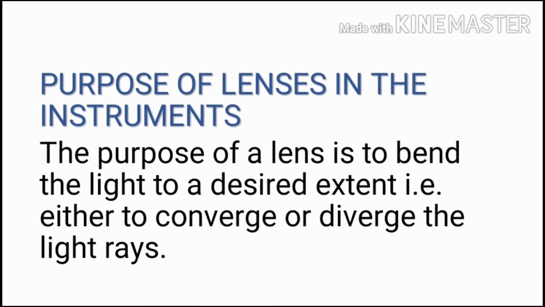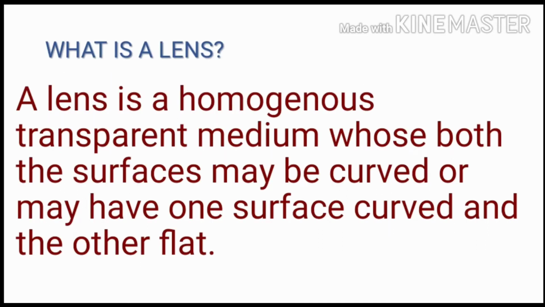The purpose of the lens is to bend the light rays to a desired extent, that is, either to converge or diverge the light rays. Now we'll try to define a lens. A lens is a homogeneous transparent medium whose both the surfaces may be curved or may have one surface curved and the other flat. The curved surfaces in the lens are for converging or diverging the light rays.